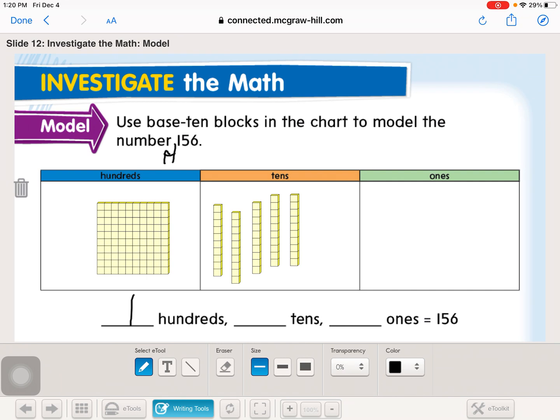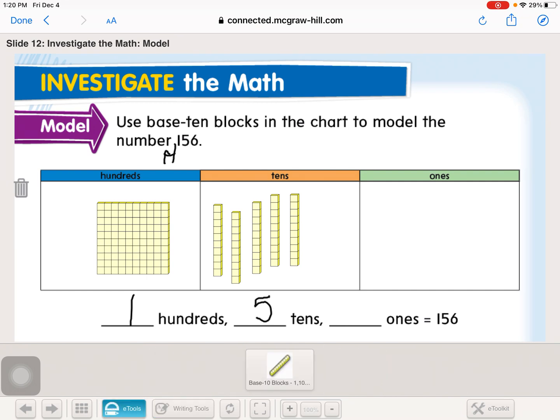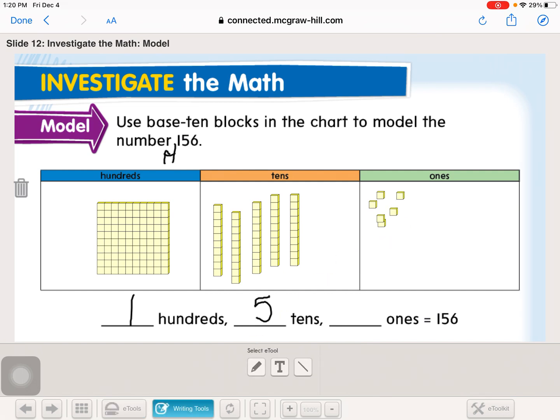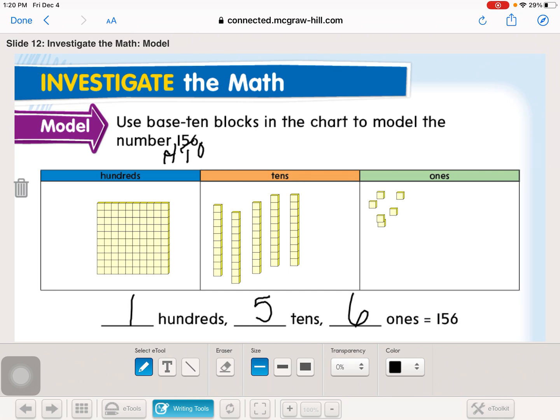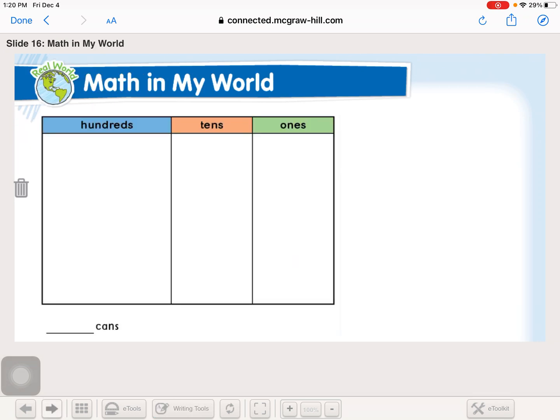So it's not 50 tens though, it's 5 tens makes 50, right? And then in the ones place, we see 6. 1, 2, 3, 4, 5, and 6. So hundreds, tens, ones, we have 6. So 156 is also 100, 5 tens, and 6 ones.